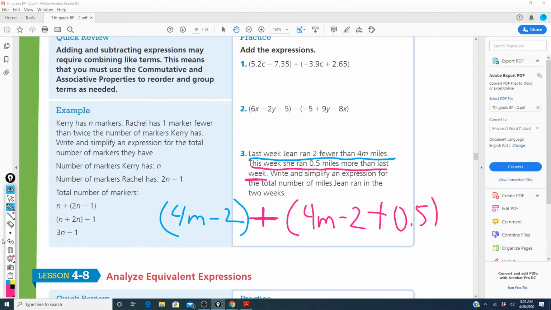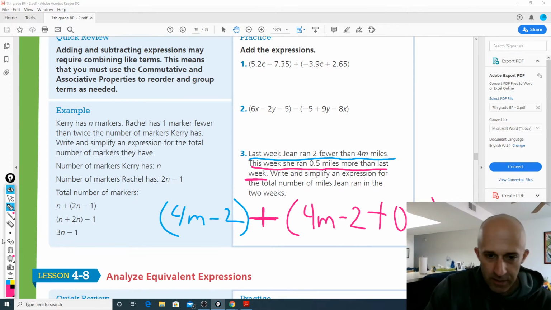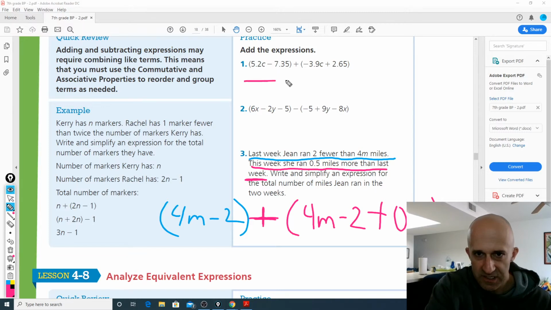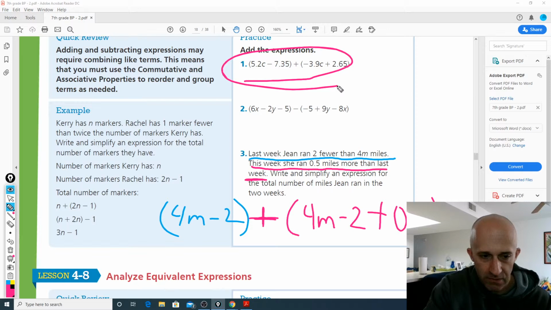From there, and this goes back to Nathaniel, this goes back to what you were saying with number one. With number one, you can drop the parentheses. You can do the same thing right here because you're adding two of these. You can drop the parentheses and just start combining your like terms.